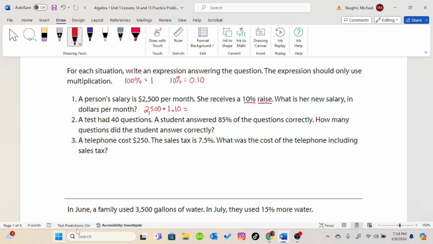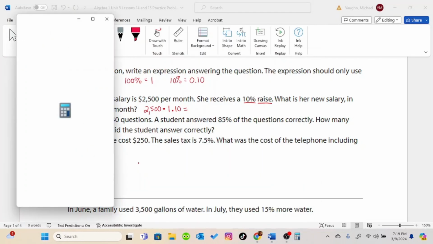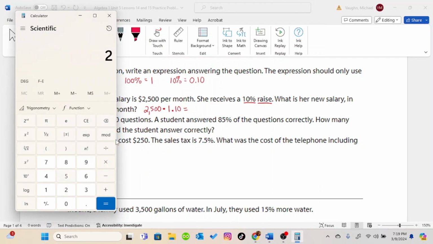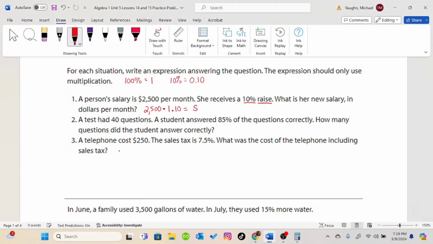Now we can use a calculator, and 2,500 times 1.10 equals 2,750. So her new salary would be $2,750 per month.